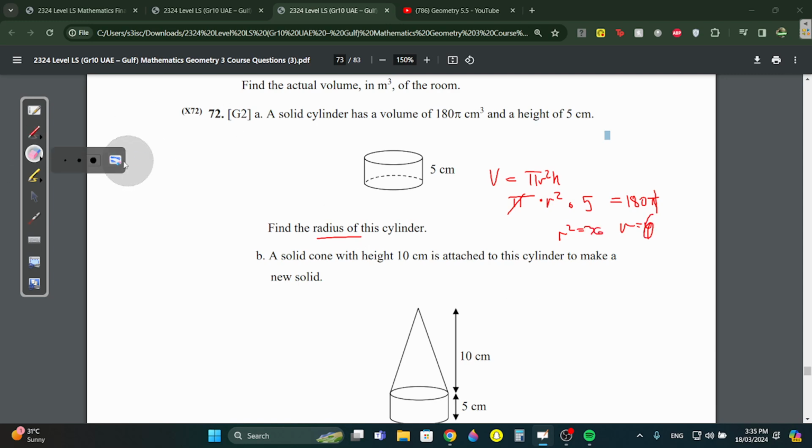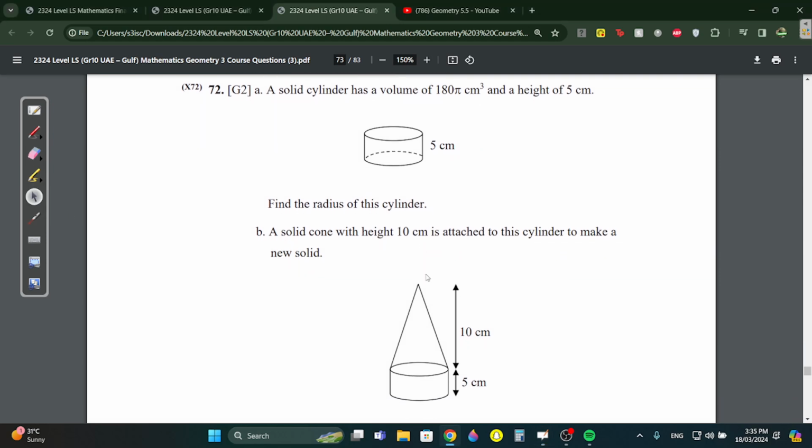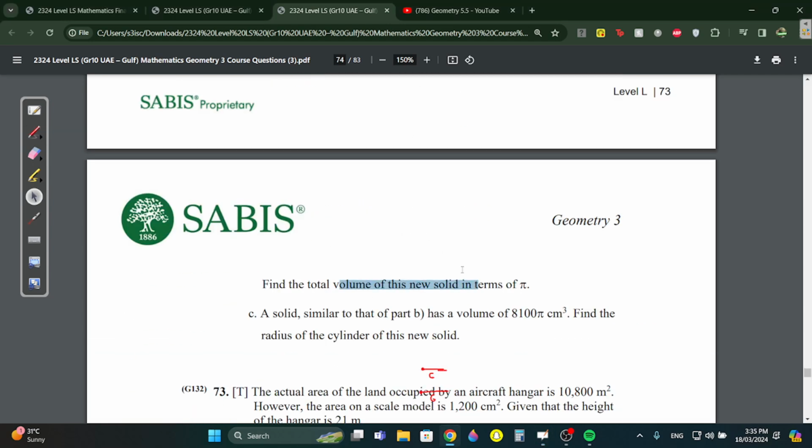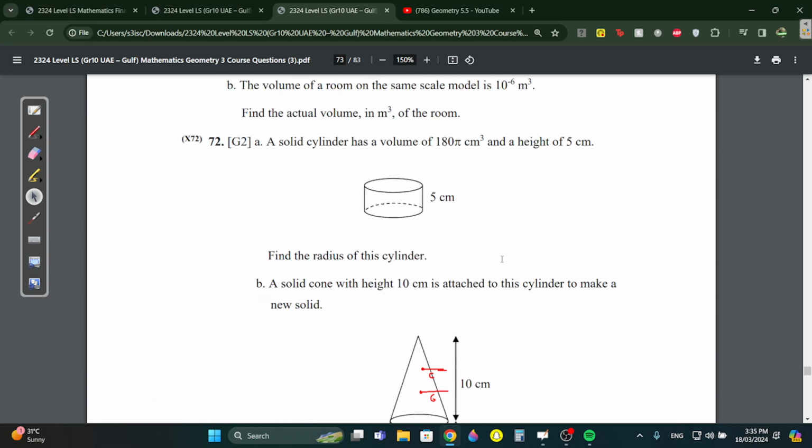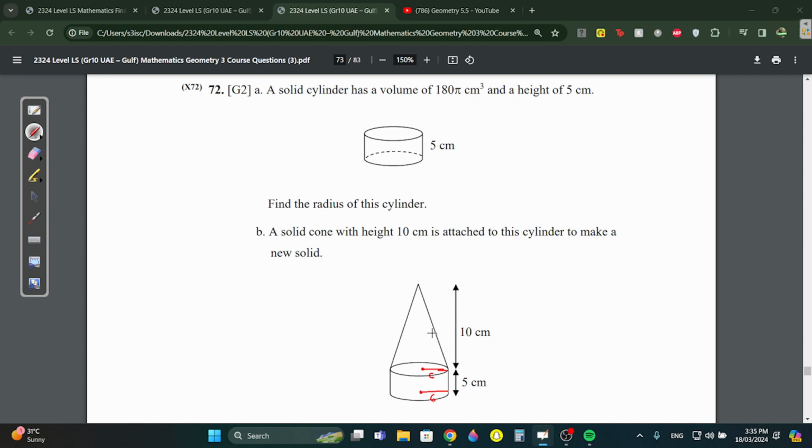Part B, they're saying they now attached a cone with a height of 10 to the cylinder to make a new solid. So we still have that same cylinder that has height 5 and radius 6. That means the radius of this cone is also 6, obviously, because it's being attached. I think they're going to ask you to find the volume. Yeah, find the total volume in terms of pi. Okay, the volume down here is 180 pi. It was given in part A.